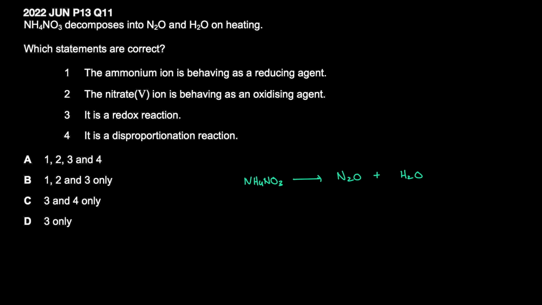Now if you were to balance this equation, you just have to balance the hydrogen, so that would be 2H2O, right? So now we have 2 nitrogens on both sides, 3 oxygens on both sides, and 4 hydrogens on both sides. So now we first have to look at the oxidation numbers.